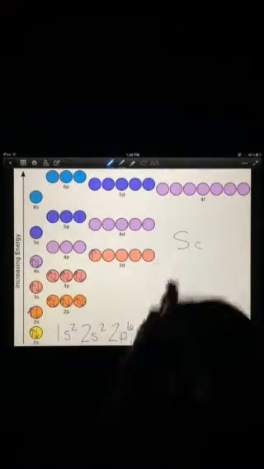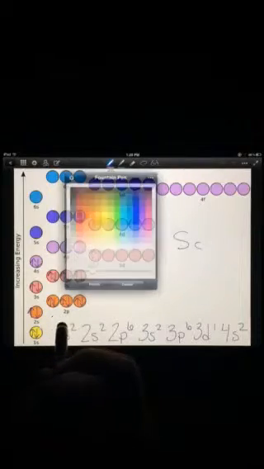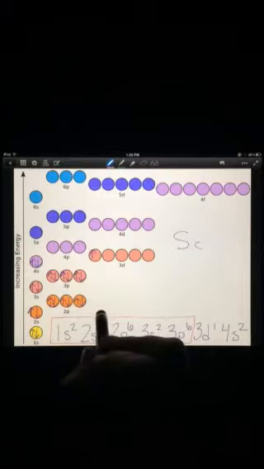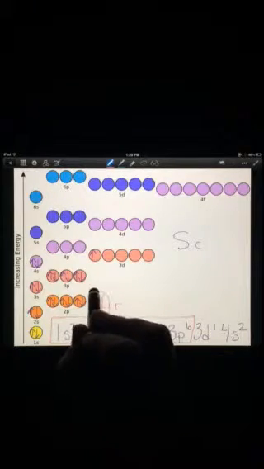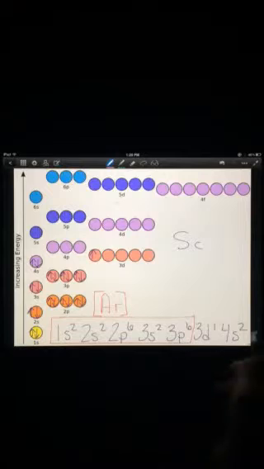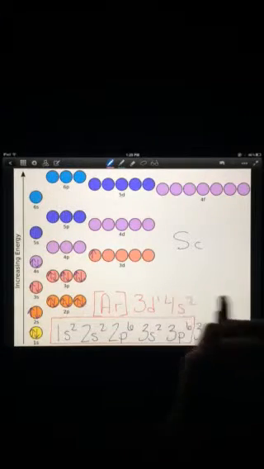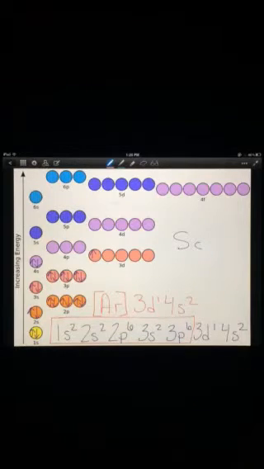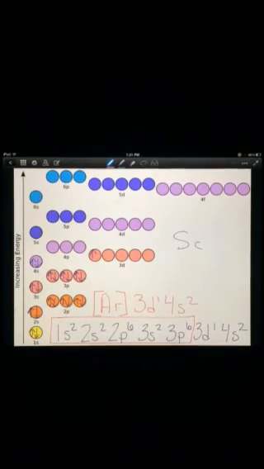How do I write shorthand? I go back to the noble gas above it. There's argon. Argon is going to have the configuration of this. That's argon's configuration. So I write argon in brackets, and then I write 3d1 4s2. And if I do the math, argon has atomic number of 18, 19, 20, 21. It all matches.